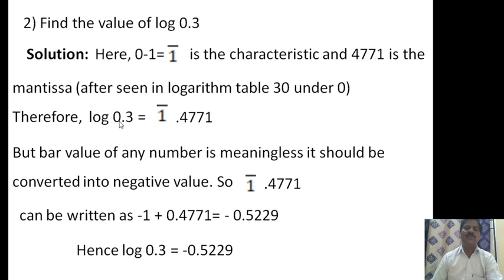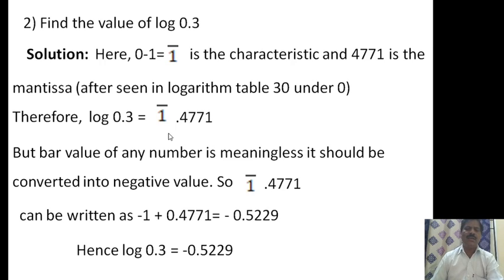Therefore log of 0.3 is equal to bar 1.4771. But a bar value of any number is meaningless. We do not use bar values for commercial purposes. That number should be either positive or negative.